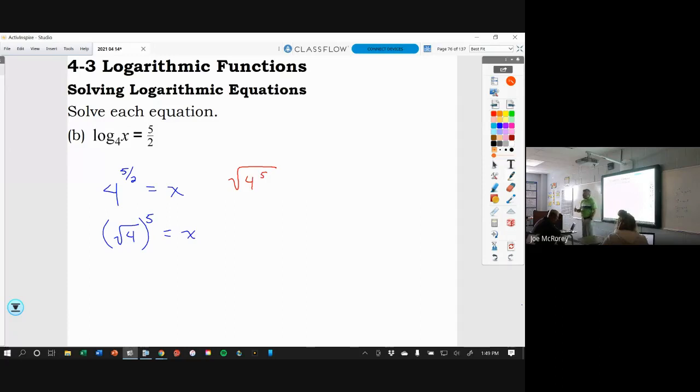Anybody want to do 4 to the 5th power for me real quick? No. Yeah, I don't either. Okay, 4 to the 5th power is 16 times 16 is 256, times 4 is 1,024. I'm not doing that. Square root of 4? 2. 2 to the 5th power is x, and 2 to the 5th power is 32.